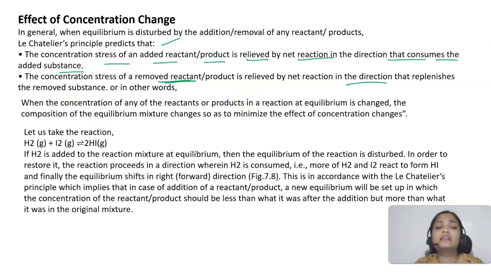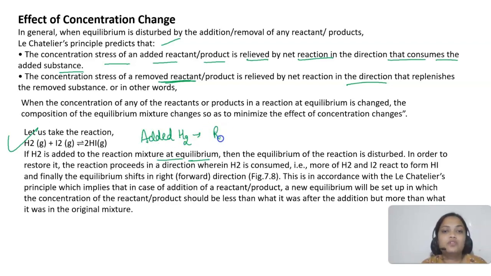So let's try to understand it with an example. Let's say I have this reaction, hydrogen plus iodine gives hydrogen iodide. If I am adding hydrogen to the mixture which is at equilibrium, the equilibrium is disturbed now. Okay, now the system will want to restore it.